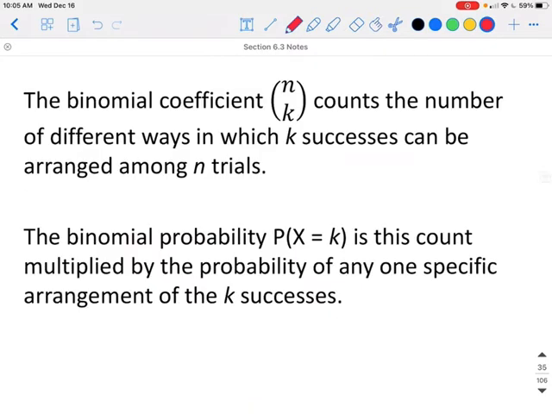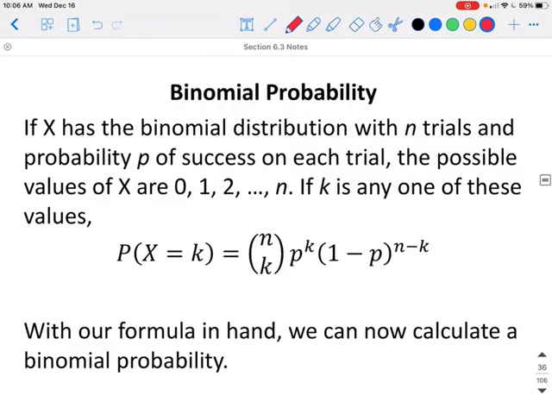So the binomial coefficient, n over k, counts the number of different ways in which k successes can be arranged among n trials. The binomial probability of X equals k is this count multiplied by the probability of any one specific arrangement of k successes. So our formula to find the probability of X equals k is just n choose k times the probability of success raised to the number of successes times the probability of failure, or 1 minus p, raised to the number of trials minus the number of successes.